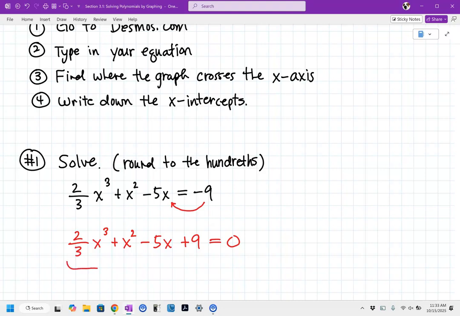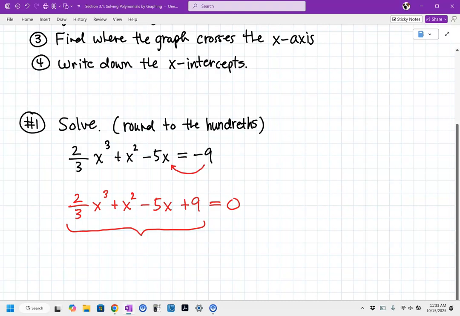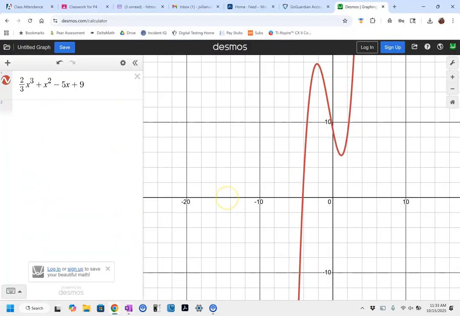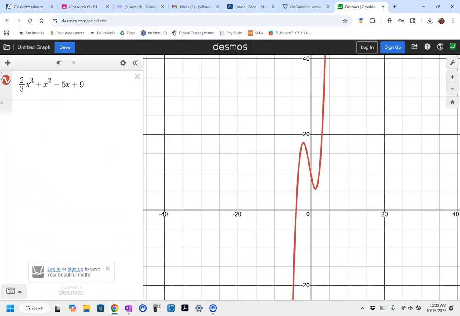And then I'm going to enter this into Desmos. Okay? So I'm going to put this into Desmos. So once you set it equal to 0, put that equation. So right now I'll go back to Desmos because I already have that equation there. So let's go back to Desmos. And here's the picture of it. You can see it. Okay.